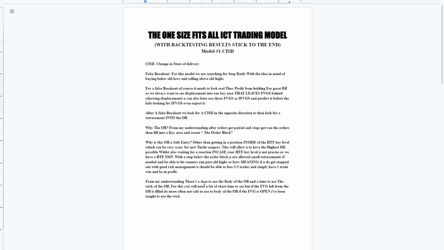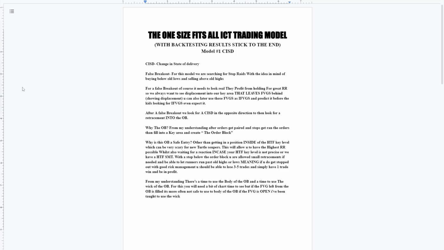And from my understanding, there's a time to use the body of the order block, and there's a time to use the wick of the order block, right? After we create a CISD, if we leave a fair value gap and it's not a breakaway gap and we want to retrace into the fair value gap, do we use the wick of the order block that is under the fair value gap, or do we use the body of the order block? Keeping in mind that not all fair value gaps will need to retrace all the way back to the order block.